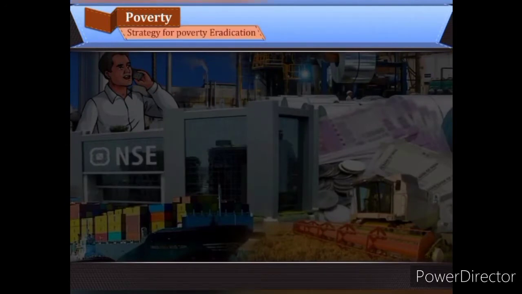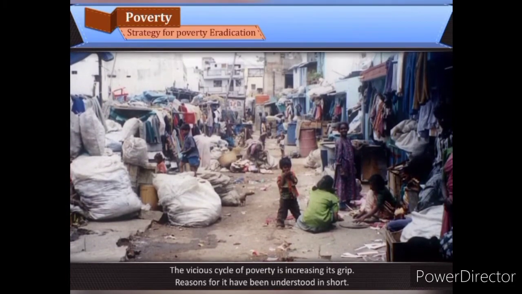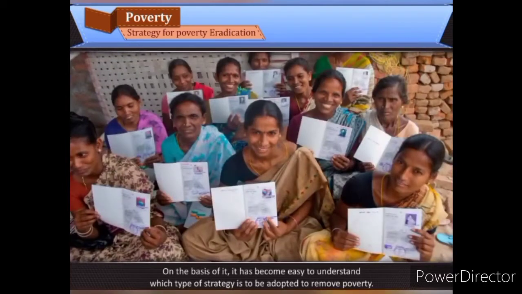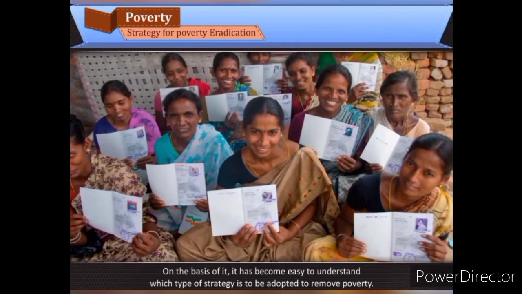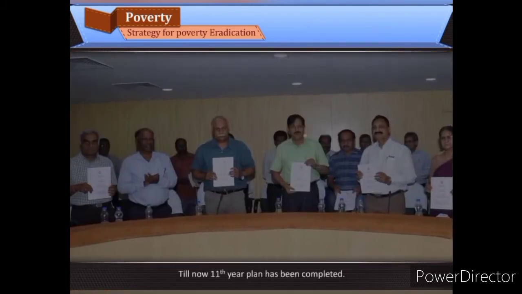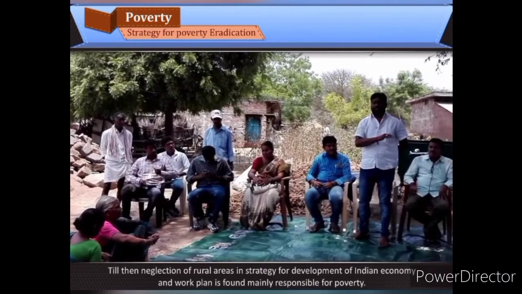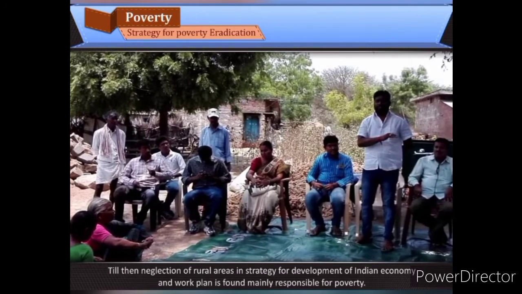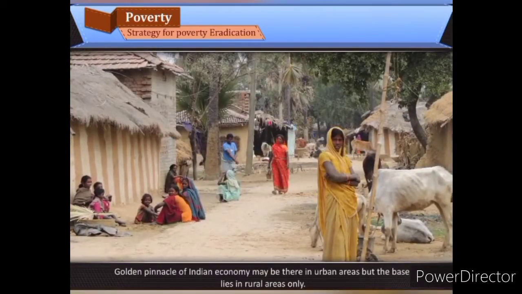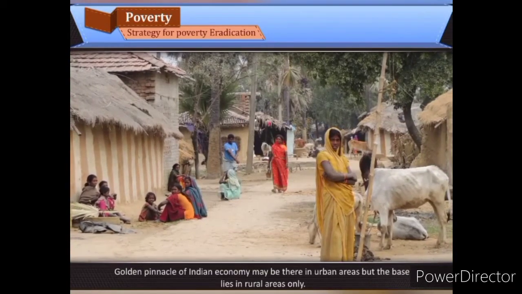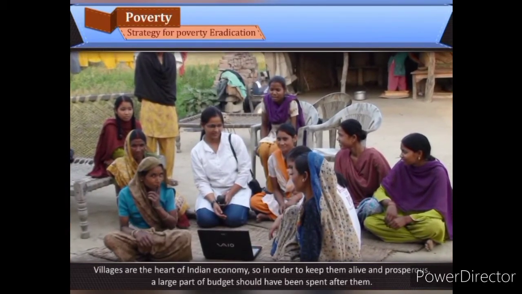Strategy for poverty eradication. The vicious cycle of poverty is increasing its grip. Reasons for it have been understood in short. On the basis of it, it has become easy to understand which type of strategy is to be adopted to remove poverty. Till now, the 11th five-year plan has been completed. Till then, neglect of rural areas in the strategy for development of the Indian economy and work plan is found mainly responsible for poverty. The golden pinnacle of the Indian economy may be in urban areas, but the base lies in rural areas only. Villages are the heart of the Indian economy.